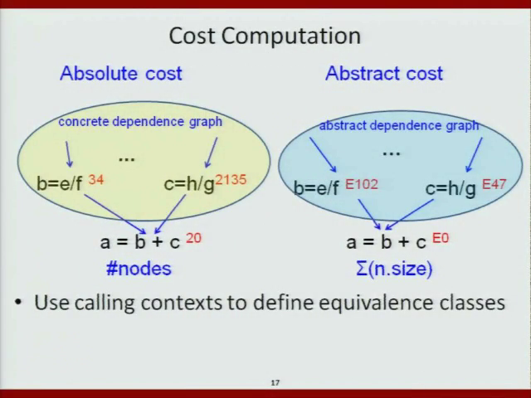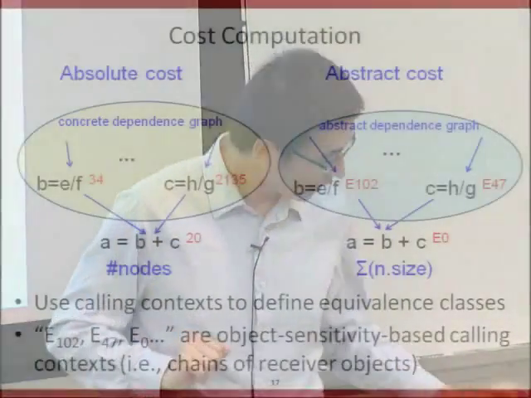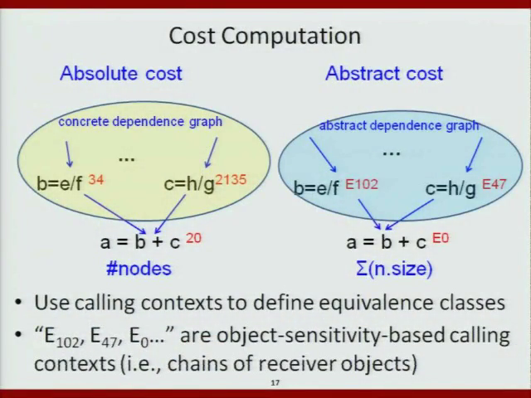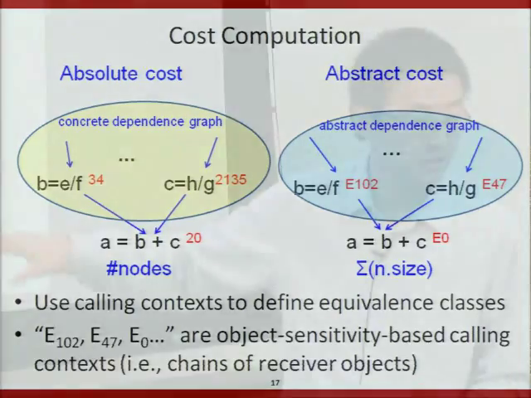So here we use calling context to define equivalent classes. In other words, those E102, E47, E0 are object-sensitivity-based calling contexts. Specifically, each E here is a chain of receiver object allocation sites for the call sites on the call stack. In this way, it will be natural for us to aggregate runtime instruction instances based on object-oriented data structures. If you're interested in object sensitivity, we can definitely talk offline. That's basically the general idea. Okay?